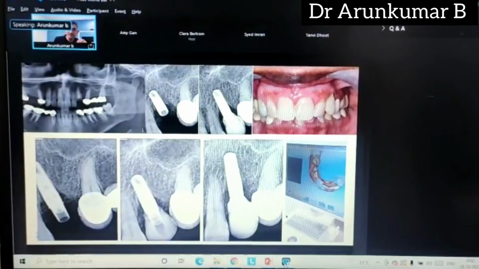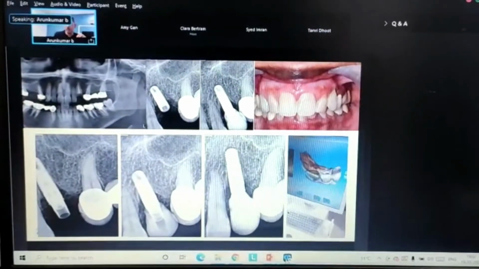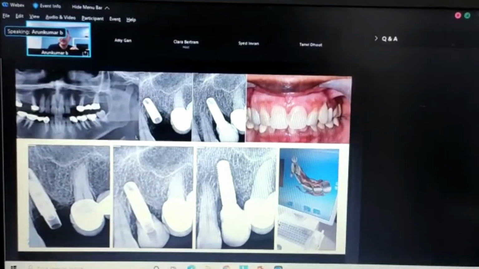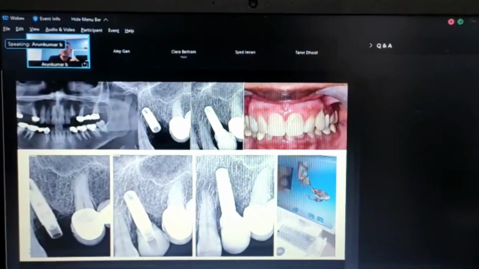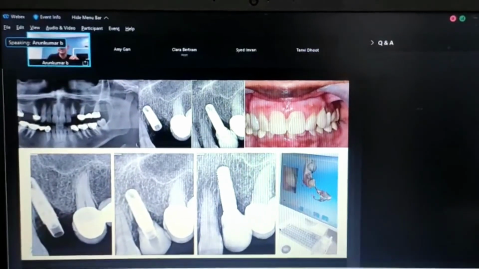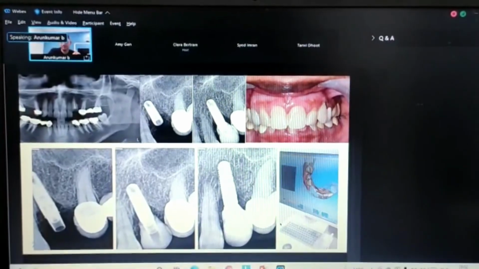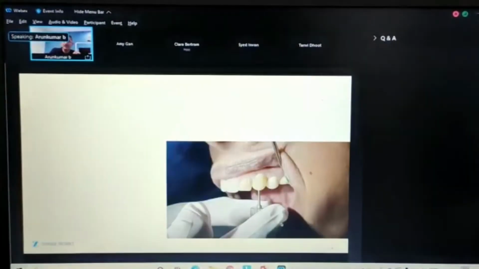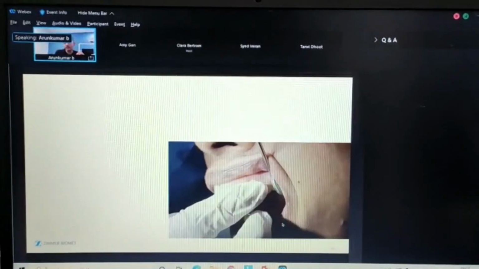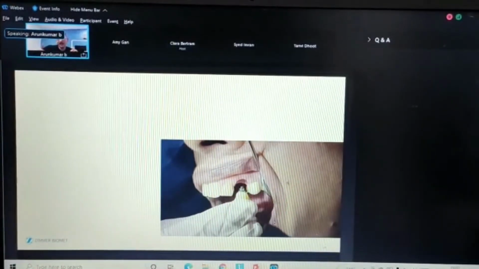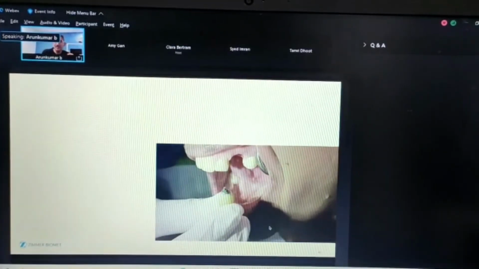So place an implant, immediately restore with a provisional abutment and a provisional crown on the patient on the same day as implant surgery. So now, the importance of provisionalizing to the final aesthetic outcome is what is seen here.